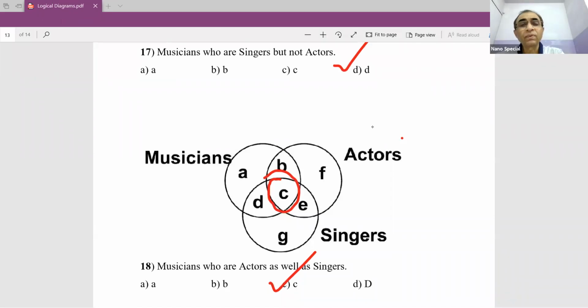Rishita, are you able to hear me? Rishita. There's a problem with her. Okay. Now I'm trying to find Sairam Satvik. I'm not able to unmute him.